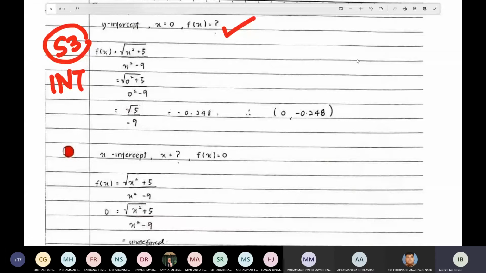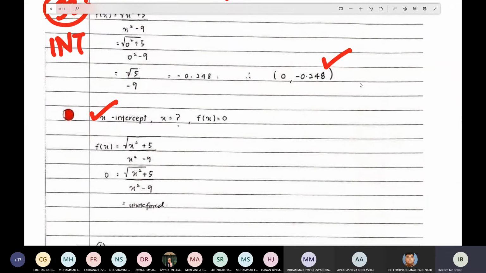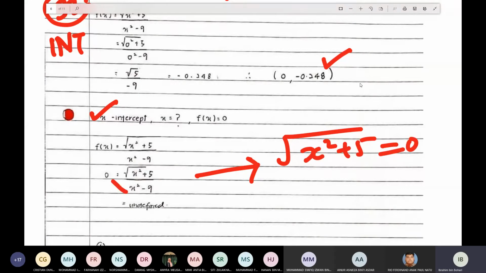And second, find the x-intercept of the function. Y here equals 0. Find the value of x. So here, third x squared plus 5 equals 0. This one you cross multiply. And third x here equals the third negative 5, so the answer here is undefined. So the x-intercept of the function is undefined.